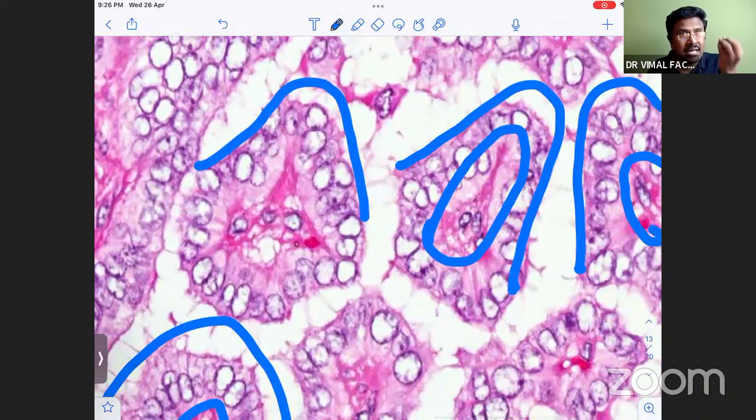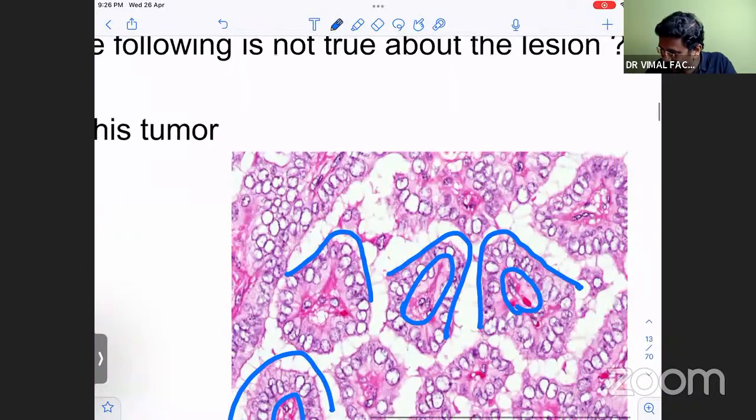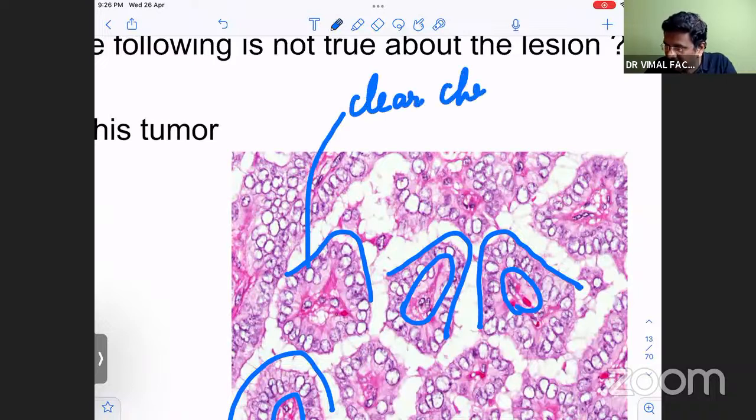The nucleus normally will have a dark chromatin. And see here how the chromatin is. The chromatin is very clear in color. See this. This is a clear chromatin. Otherwise, this chromatin is called ground glass chromatin.